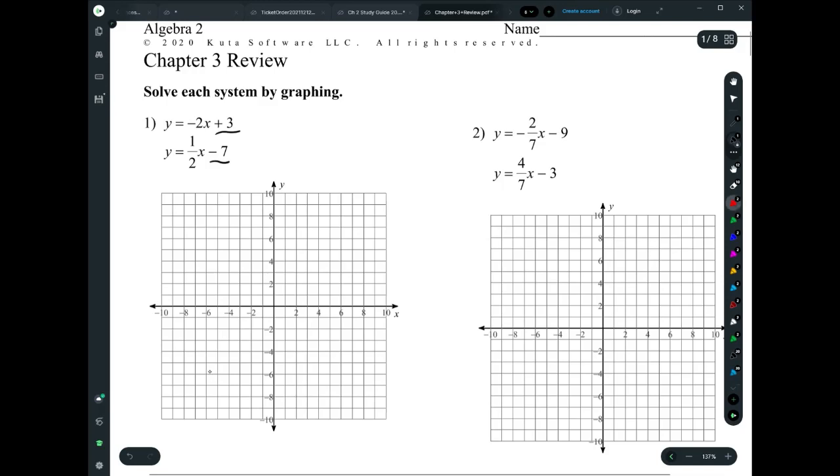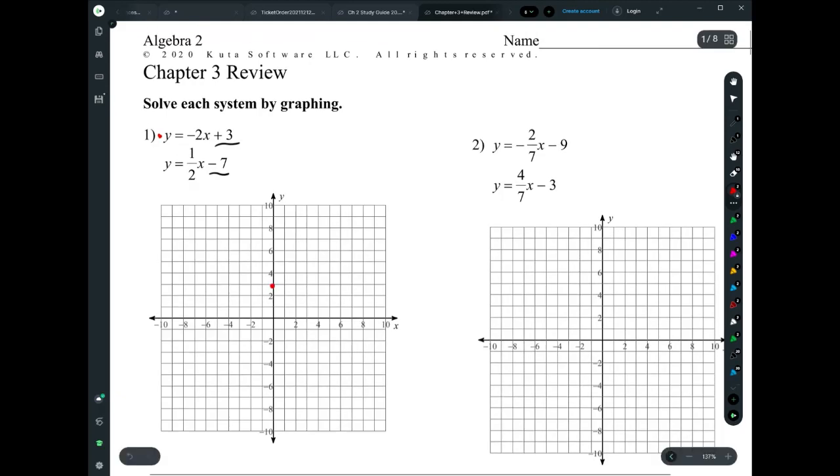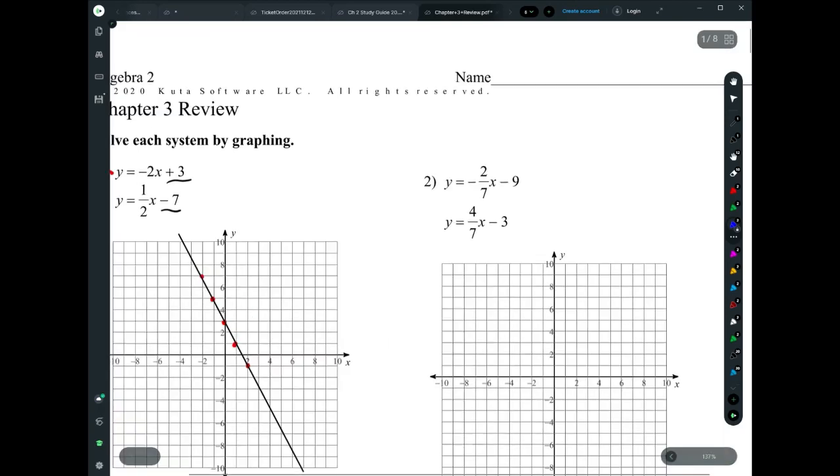So this first equation, we highlight it in red, it would be starting at 3, and it's going to have a -2 slope. Negative slope means down 2 to the right 1, and down 2, to the right 1. Or you can go up 2 to the left 1, and so forth. Once you have enough points, you just connect the line, and then you repeat the process with the other graph, and that is going to be down 7 is where we start.